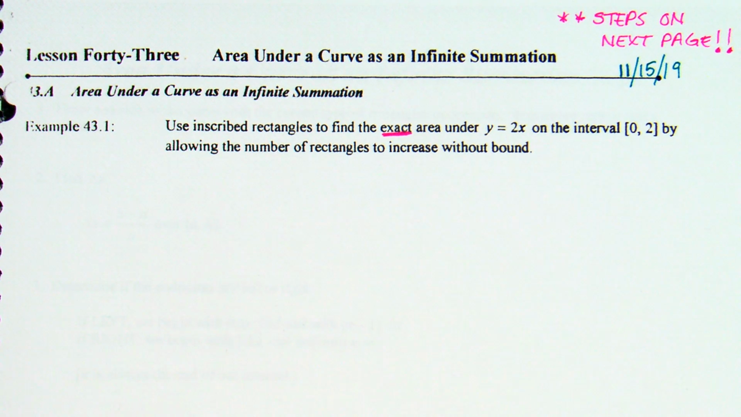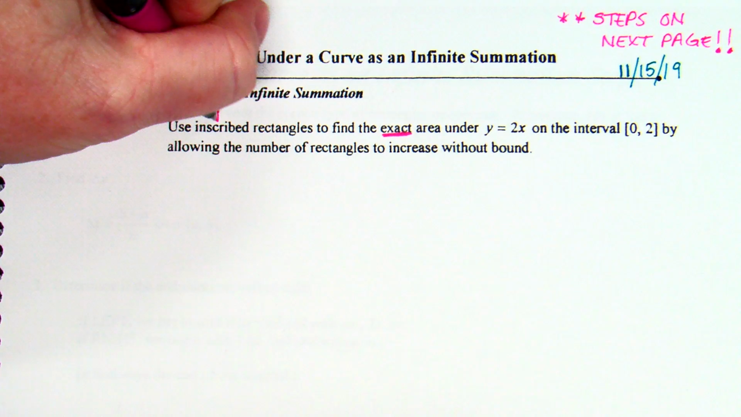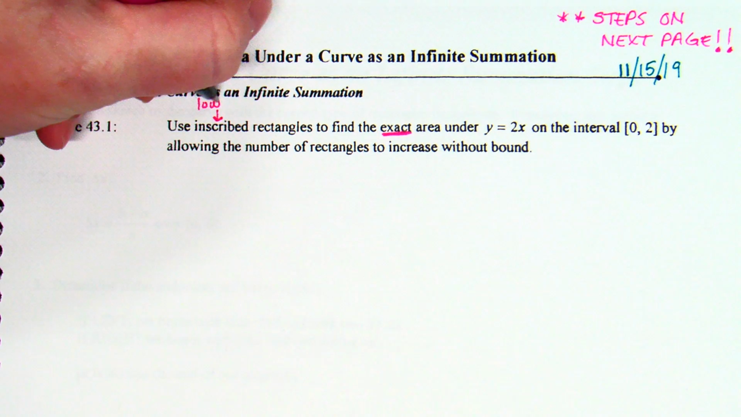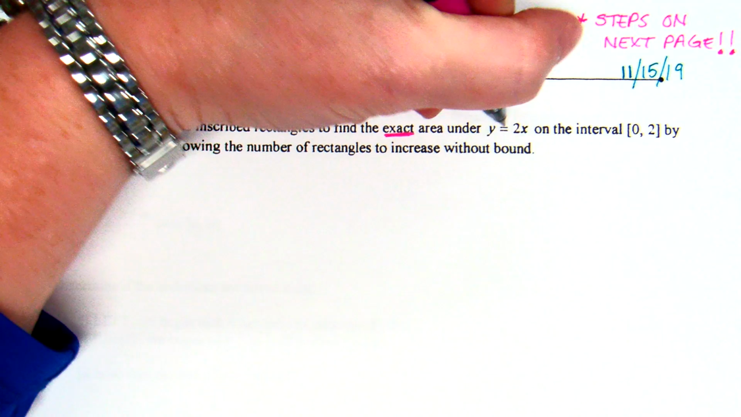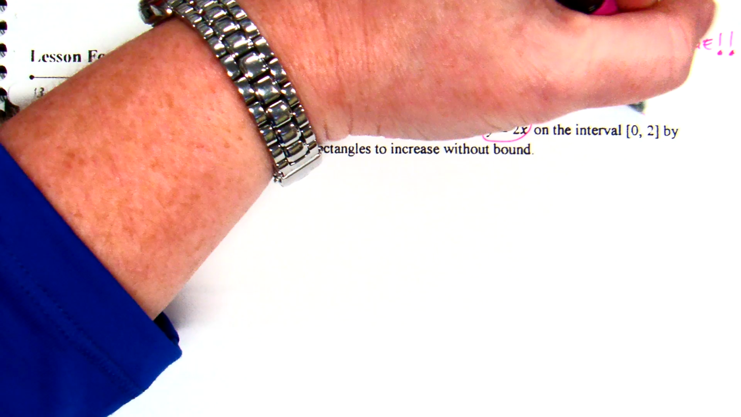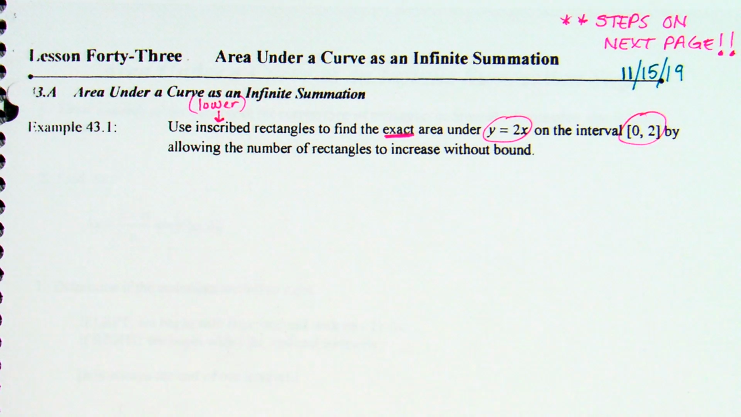Inscribed rectangles. When we talk about inscribed rectangles, we're talking about rectangles that are under the curve. So when you see that word inscribed, I would think of it as lower rectangles because they are rectangles that are under the curve. We'll talk about the opposite on the other example. Our curve here is y equals 2x, and we're on the interval 0 to 2.